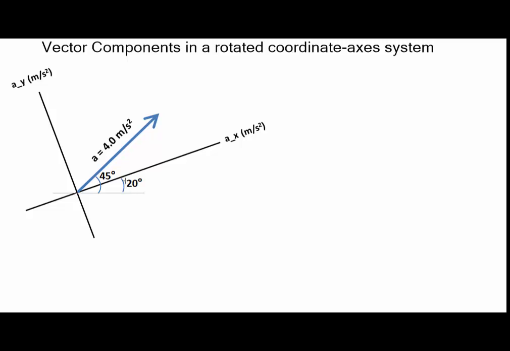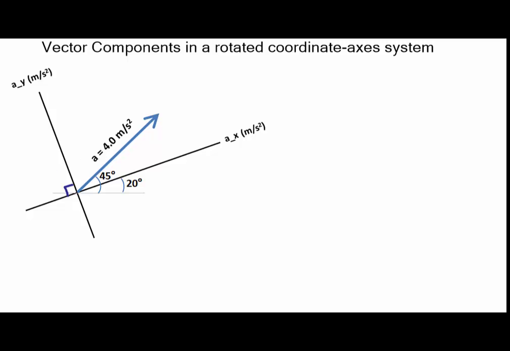Let's take a look at this figure and understand what is presented to us. The x-axis itself is rotated upward from the horizontal by an angle of 20 degrees. The vector is rotated from the horizontal by an angle of 45 degrees. And the y-axis, as always, is simply perpendicular to the x-axis. So what are the projections or components of this vector along the x and y-axis?